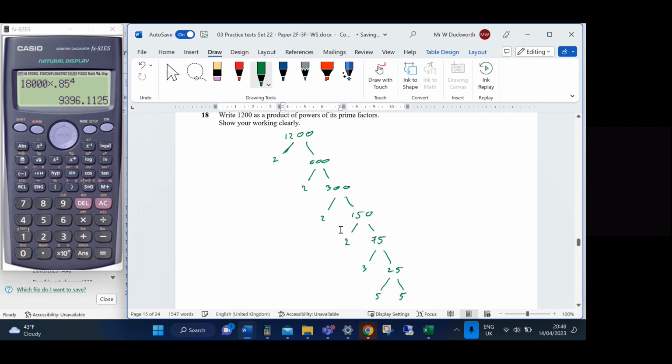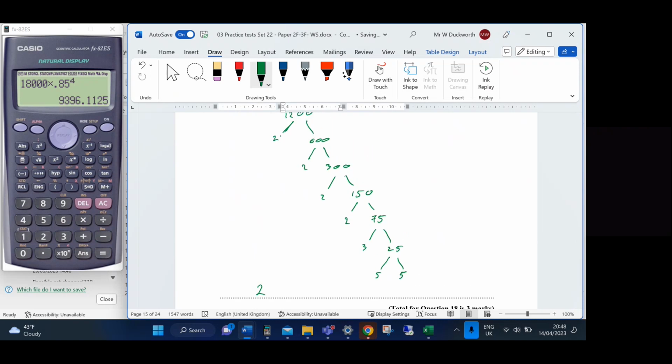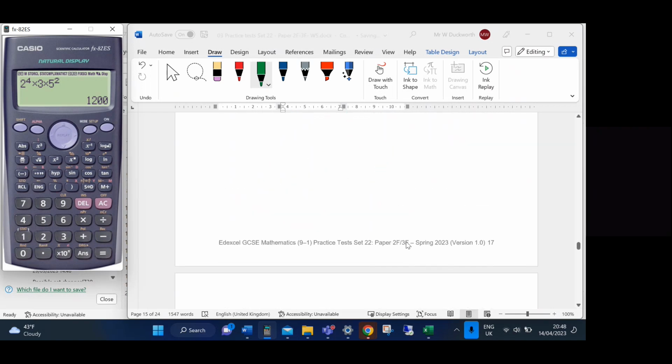My factor tree looks a little bit lopsided because it's right side heavy, but for writing it as a product of its prime factors, the fact that I took out the smallest ones first means they're in order. So it's 2 times 2 times 2 times 2, so 2 to the power 4, times 3, times 5 squared. Then just double check, put them back in: 2 to the power 4, times 3, times 5 squared. And there we go. That's 3 marks and the only question on the page.